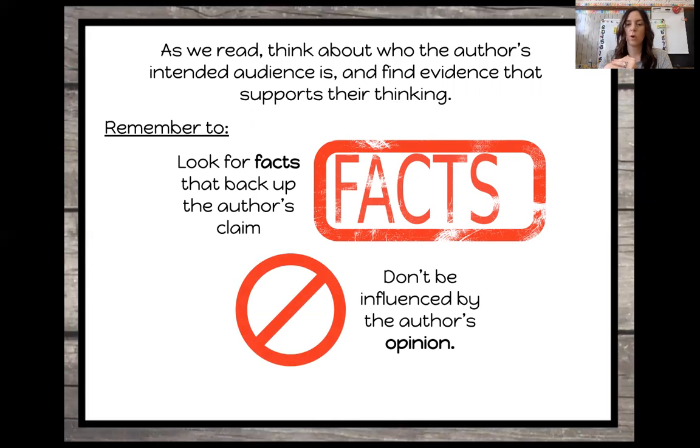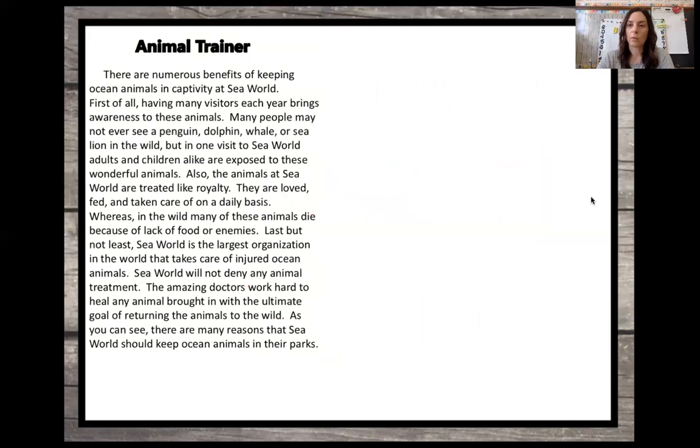So sometimes you are in an argumentative text, you're going to read something that you feel strongly for or against. But when you are analyzing an argumentative text, you have to be really careful that you don't get swayed by the author's opinion in the beginning, because that's going to affect your ability to analyze the text. All right, so let's get started. This is a nonfiction text, and it's written by an animal trainer on the topic of animals in SeaWorld. So follow along with me while I read it to you.